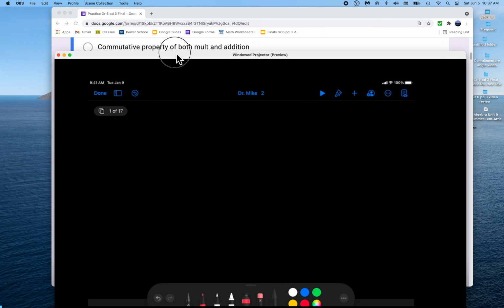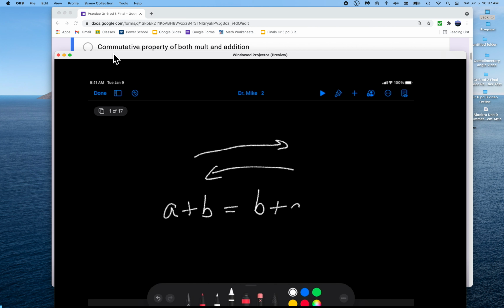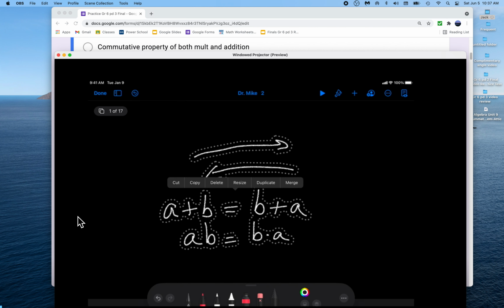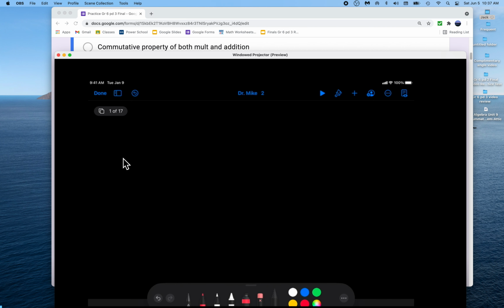Commutative property. When I see the word commutative, I think about commuting back and forth to work. That's what our parents do. So the commutative property states that you can switch the order of things when you're dealing with multiplication and addition. You commute both ways to work. You can switch the direction of the terms in this case or the factors in this case. Okay, let's do some problems.